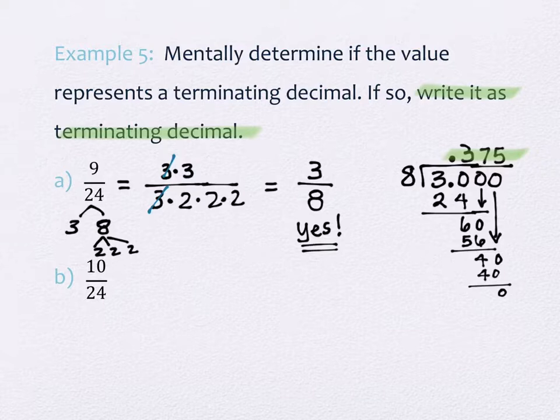Okay, let's try part B, 10 over 24. Is it reduced? No. So how will it factor? I already did 24, right? It's 3 times 2 times 2 times 2.